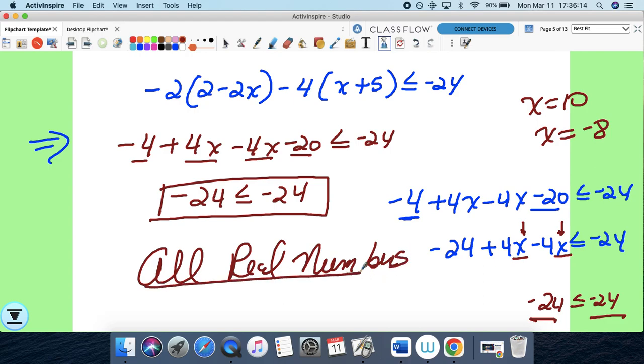Any value of x that you plug in here will make this inequality, where the left side is going to be negative 24 and the right side is going to be negative 24, create a true statement. Okay, nice one.